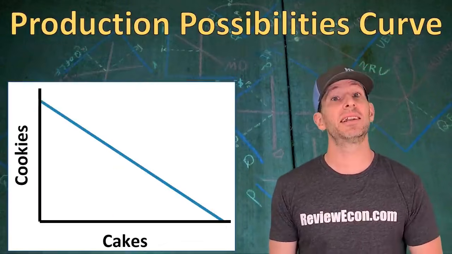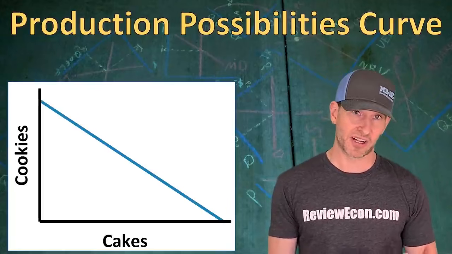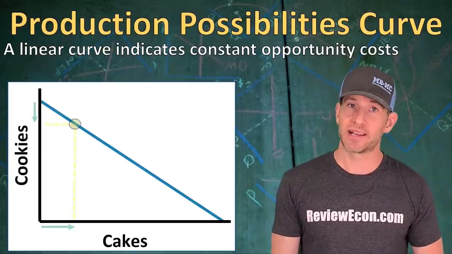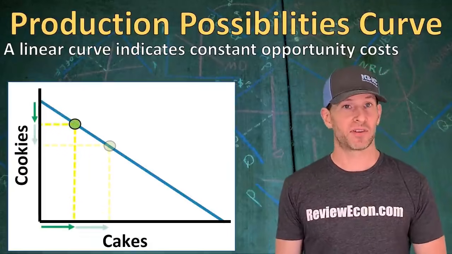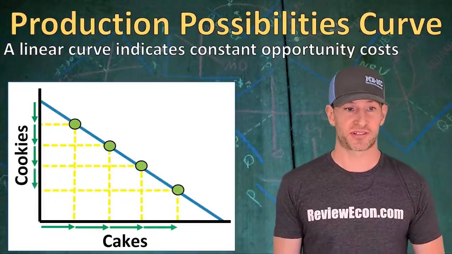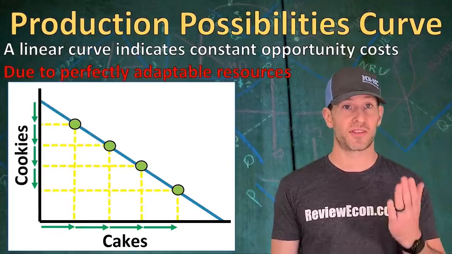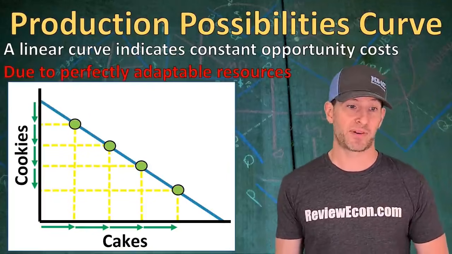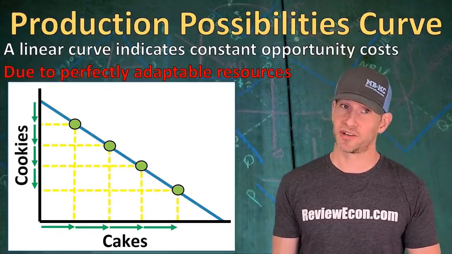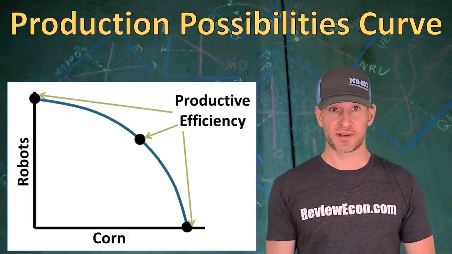If you see a linear curve, that is a straight line production possibilities curve, that will be an indication of constant opportunity costs. Here we have cakes and cookies. As we increase our production of cakes here, the opportunity cost in terms of cookies is constant as more and more cake is produced. The reason for constant opportunity costs is because the resources used for these two goods will be perfectly adaptable. That means that the resources used to produce cake will be equally adaptable to the production of cookies, and vice versa.